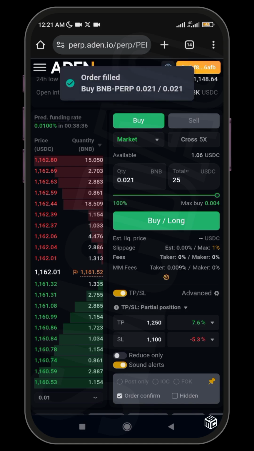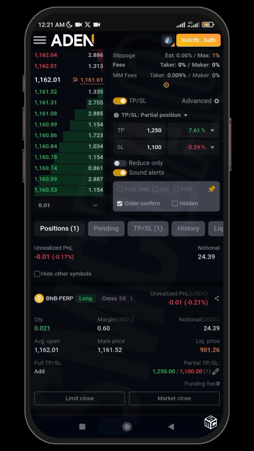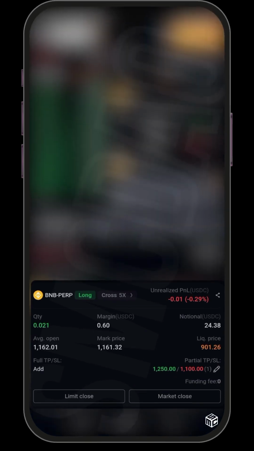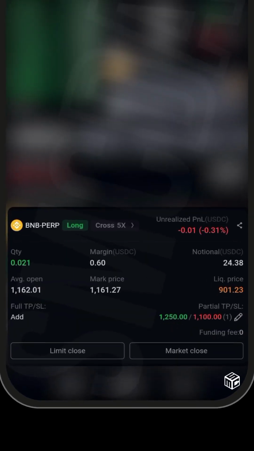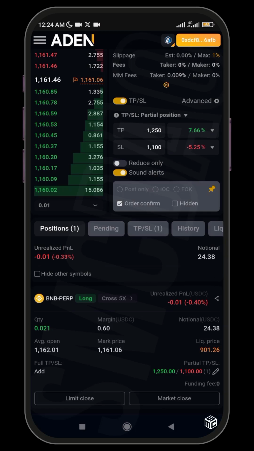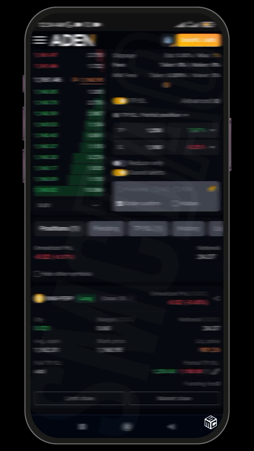Now when you scroll down, you can see we have one open position which contains your quantity, your margin, your entry price, P&L which means profit and loss, and your liquidation price which is 901. This simply means when BNB falls to 901, you'll be liquidated. That's why it is always important to set your stop loss. Since we've set our stop loss, we cannot be liquidated. So that's how to trade on Orderly Network.